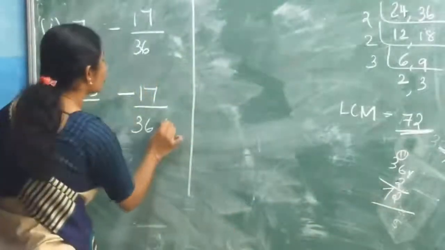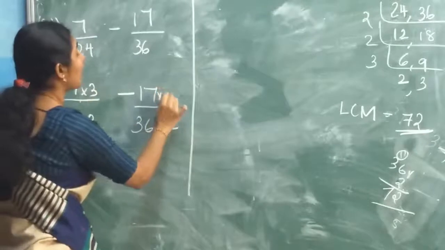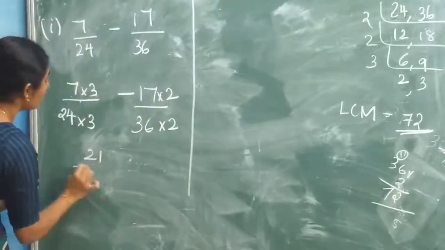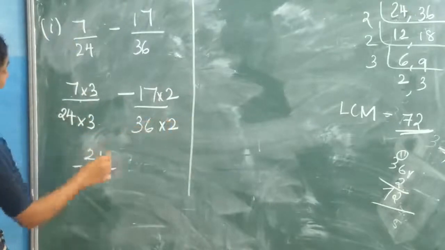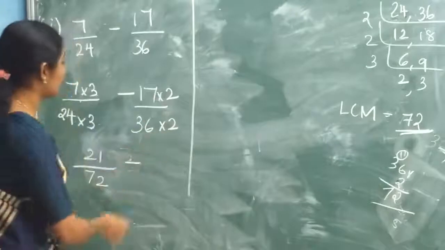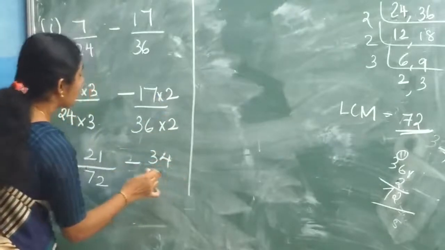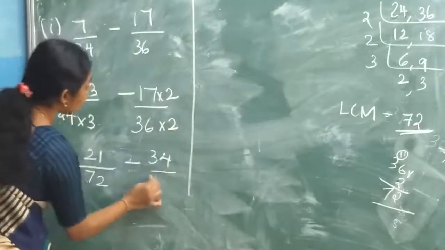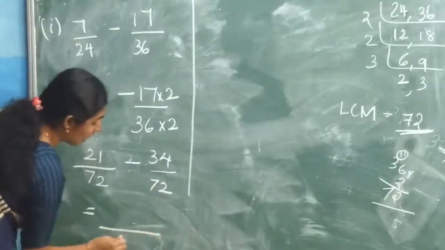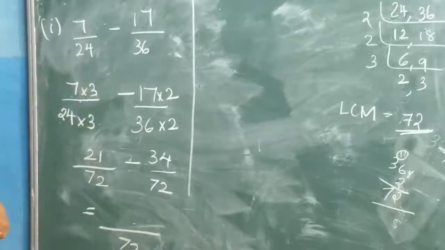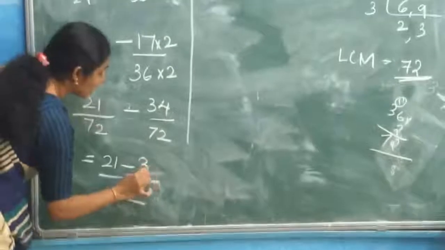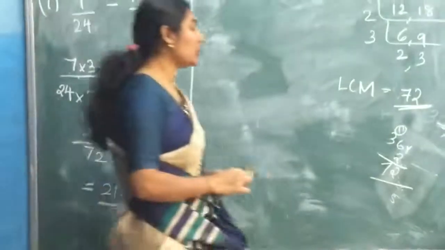So what should you do? Multiply 2 on numerator and denominator. 7 3s are 21. 24 3s are 72. Minus 17 2s are 34. 36 2s are 72. Now both rational numbers have the same denominator. So what should you do? Take the denominator common and subtract the numerators. What is 21 minus 34?